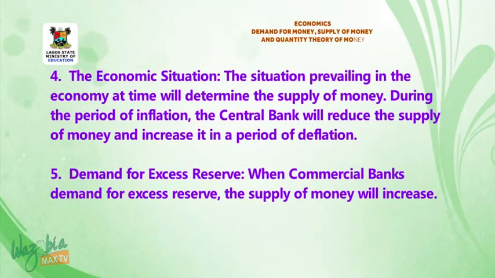4. The economic situation. The situation prevailing in the economy at a time will determine the supply of money. During the period of inflation, the central bank will reduce supply of money and increase it in a period of deflation. 5. Demand for excess reserve. When commercial banks demand for excess reserve, the supply of money will increase. I hope you've gotten those points under determinants of supply of money.